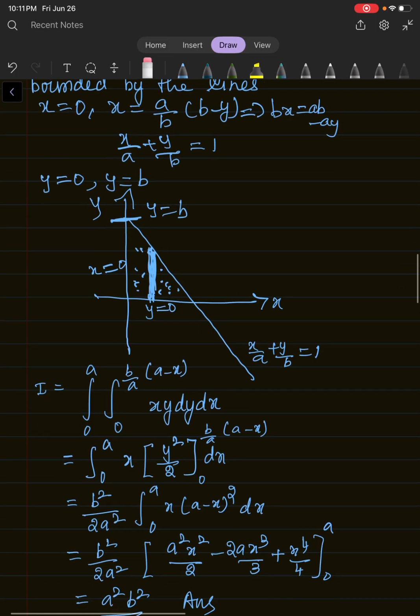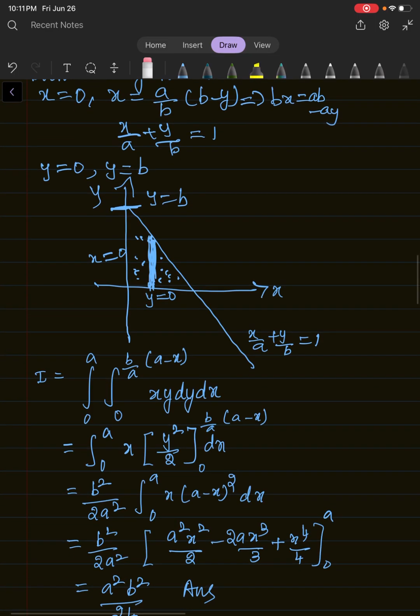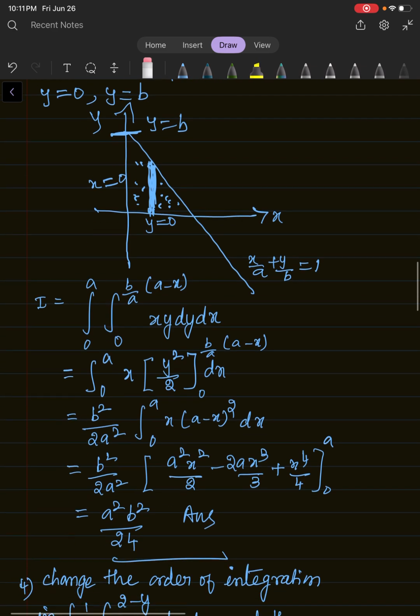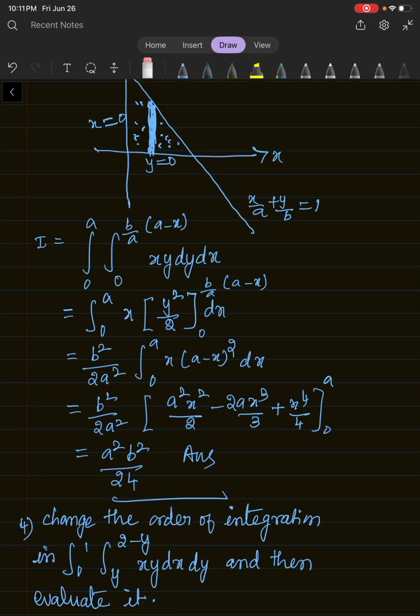Based on the above equation, we are going to draw x, y is equal to b, x is 0, y is equal to 0 and the line equation is x by a plus y by b equal to 1. After changing the order of integration, I equal to double integral xy dy dx from 0 to b by a into a minus x from 0 to a.